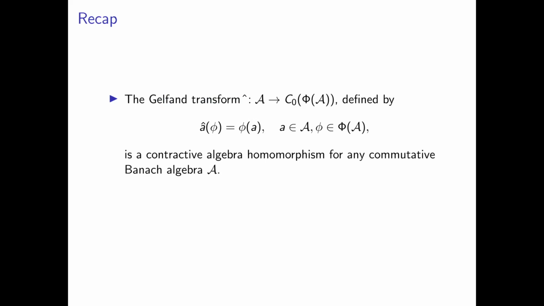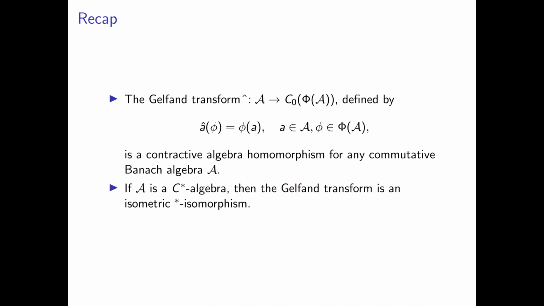So, to summarize today's lecture, which was quite centered on a very particular theorem, the Gelfand transform, which we defined as the map that takes A to the set of continuous functions vanishing at infinity on this set of characters, we define it as this map here, that the hat of A evaluated at phi is just phi evaluated at A. And this Gelfand transform is a contractive algebra homomorphism for any commutative Banach algebra A. And in the particular case where A is a C-star algebra, then the Gelfand transform is an isometric star isomorphism as well. And I would like to end the video there.